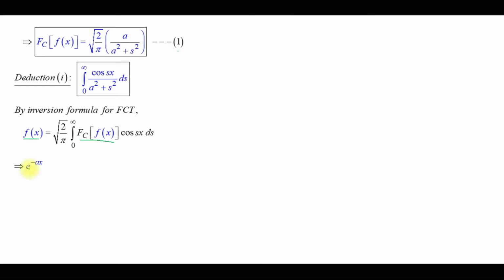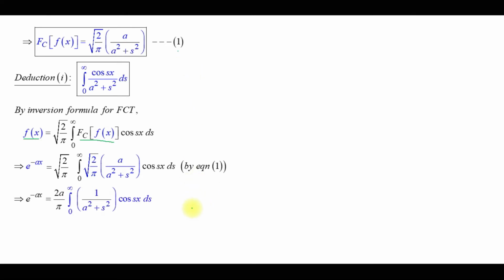Substituting, e power minus ax equals square root of 2 by pi times the integral from 0 to infinity of square root of 2 by pi times a divided by a square plus s square into cos sx into ds, by equation 1. So this implies e power minus ax equals, square root of 2 by pi into square root of 2 by pi is 2 by pi. So a is also constant, take it outside. So 2a by pi times the integral from 0 to infinity of 1 divided by a square plus s square into cos sx into ds.